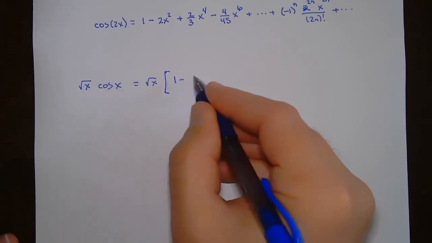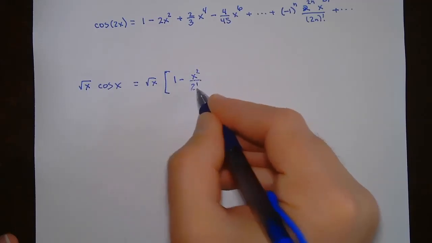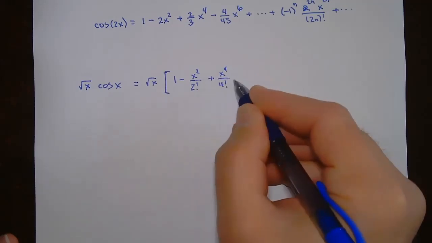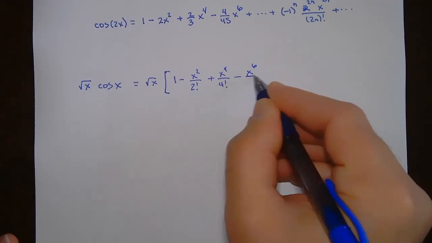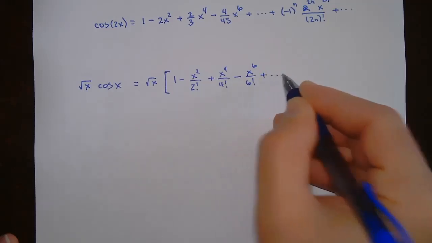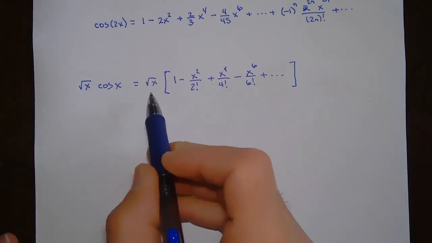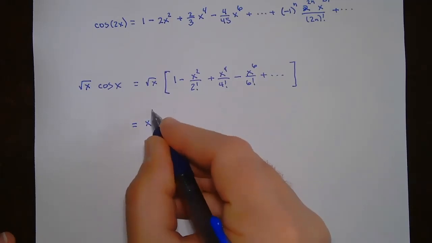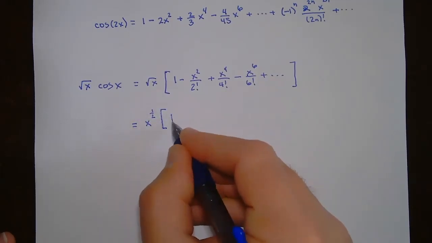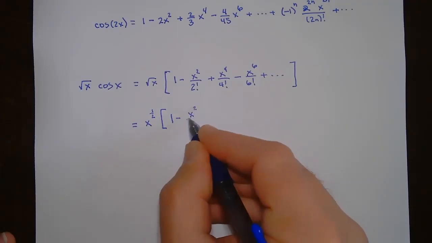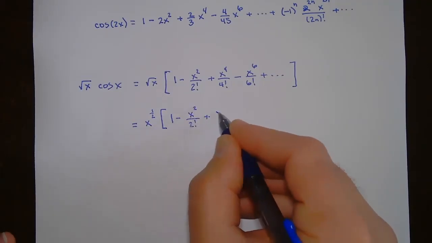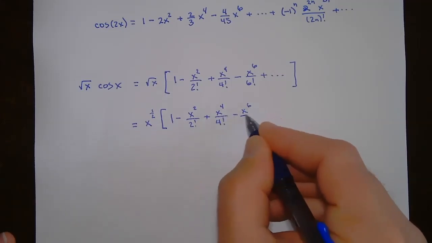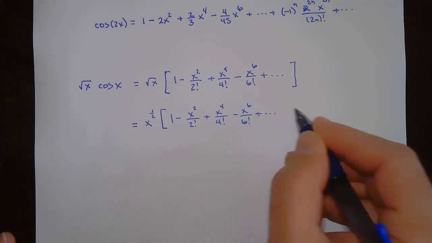So 1 minus x squared over 2 factorial plus x to the 4th over 4 factorial minus x to the 6th over 6 factorial plus dot, dot, dot. And we could do this, okay? All right, so the square root of x is really x to the 1/2, right? So this becomes x to the 1/2 times 1 minus x squared over 2 factorial plus x to the 4th over 4 factorial minus x to the 6th over 6 factorial plus dot, dot, dot.